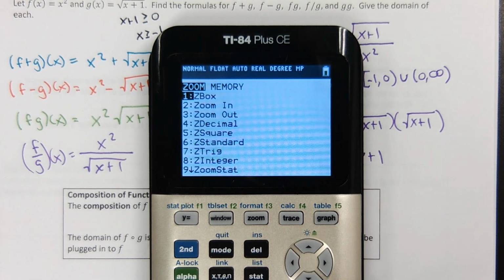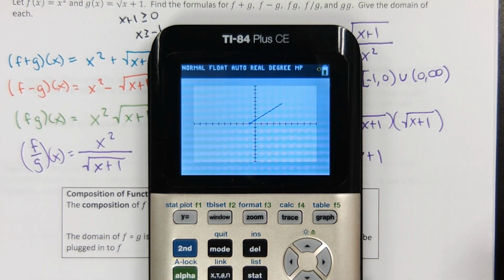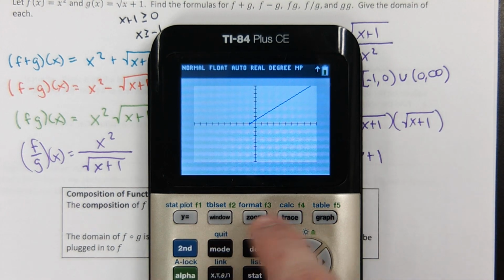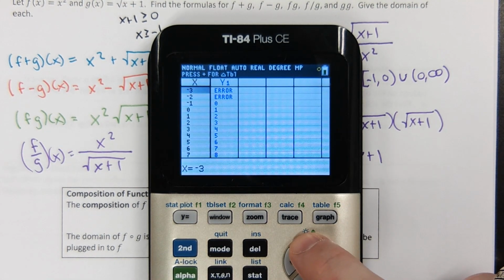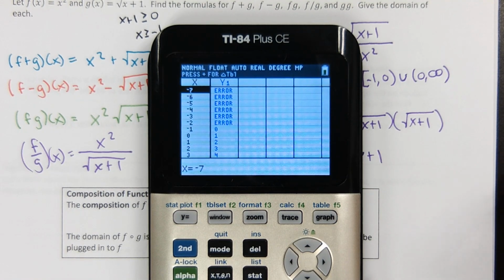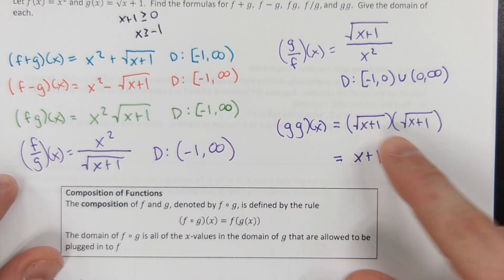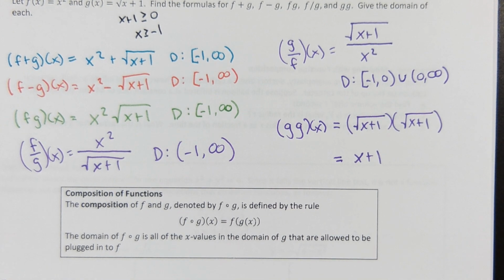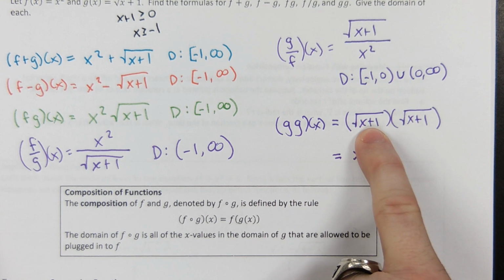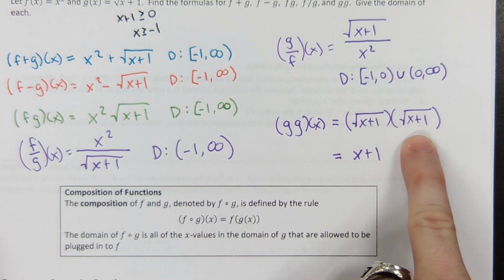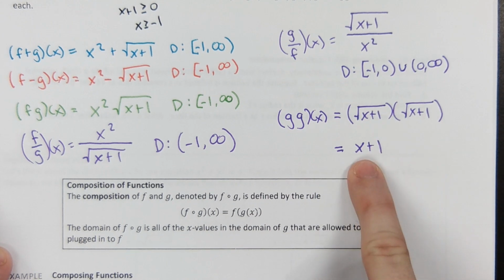Zoom 6. It's almost as if this graph doesn't exist to the left of -1. It's because, no, it's undefined to the left of -1. How are you going to take the square root of a negative number? I told you, the domains cannot get larger. The domain of this is -1 to infinity. The domain of this is -1 to infinity. So the domain of this is -1 to infinity.